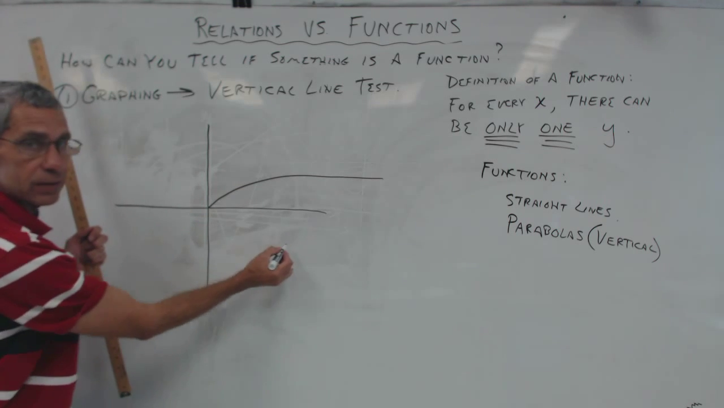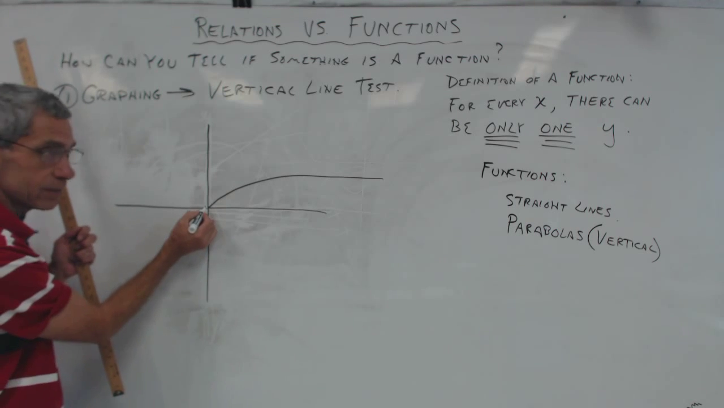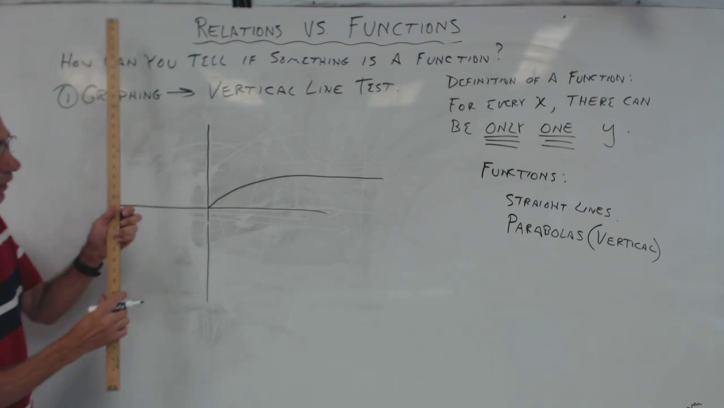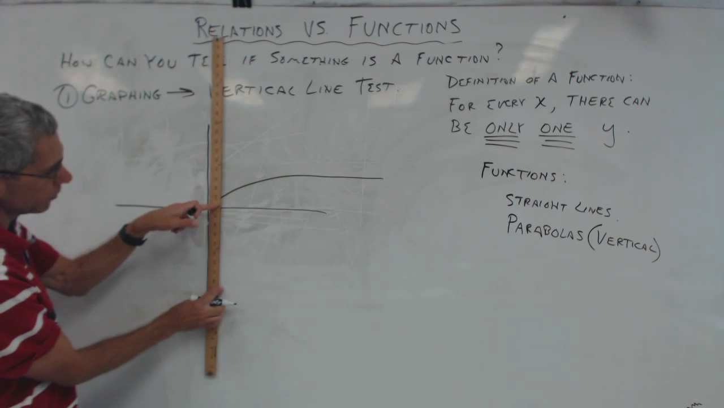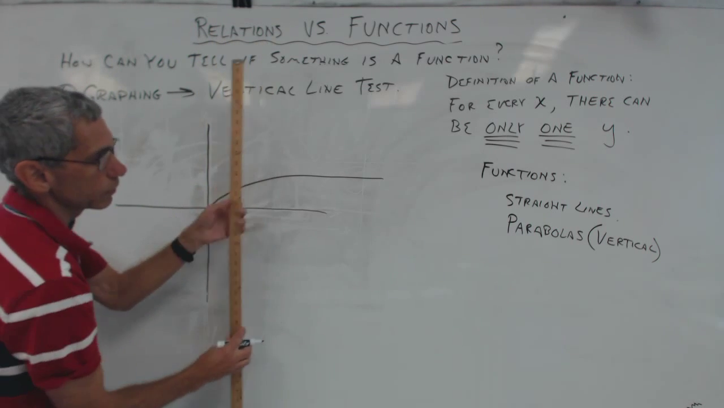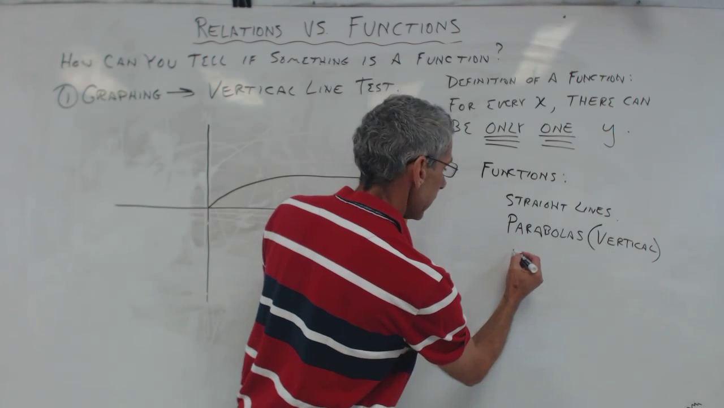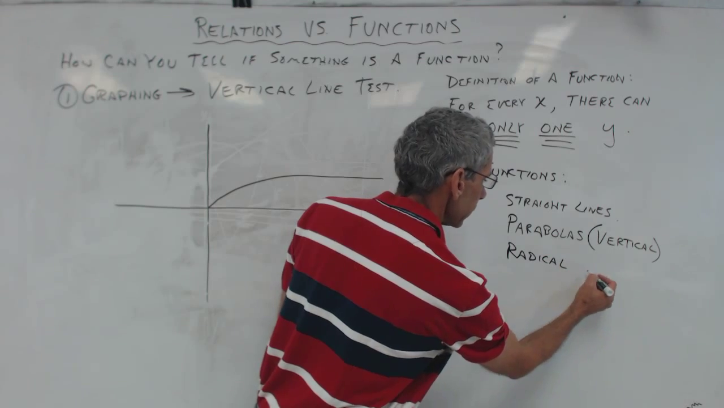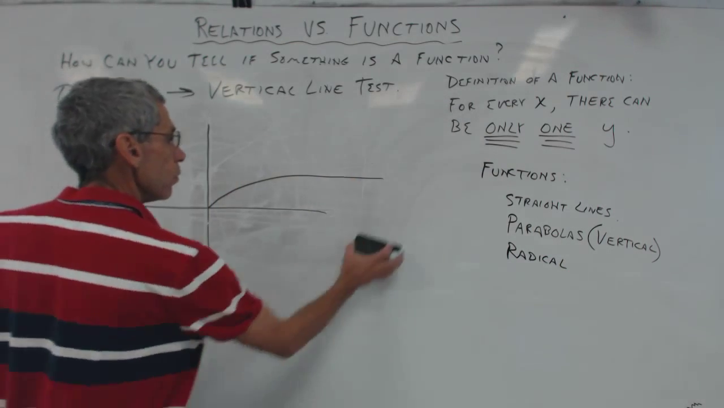Because it doesn't have this side, it is a function. If it had this side too, it would not be a function, right? Does it make sense? Right? It is a function now because for every x, there's only one y. One y, one y. So we know, what did I call that? Radical functions, radicals are.